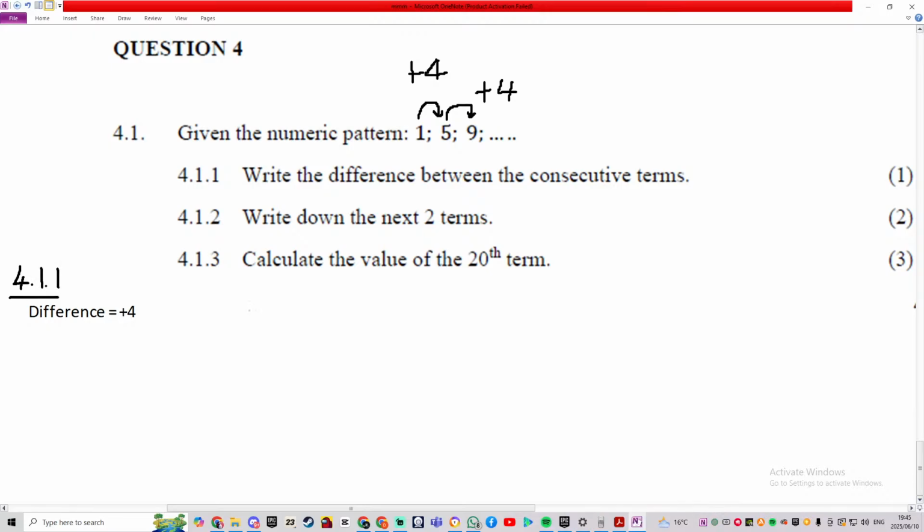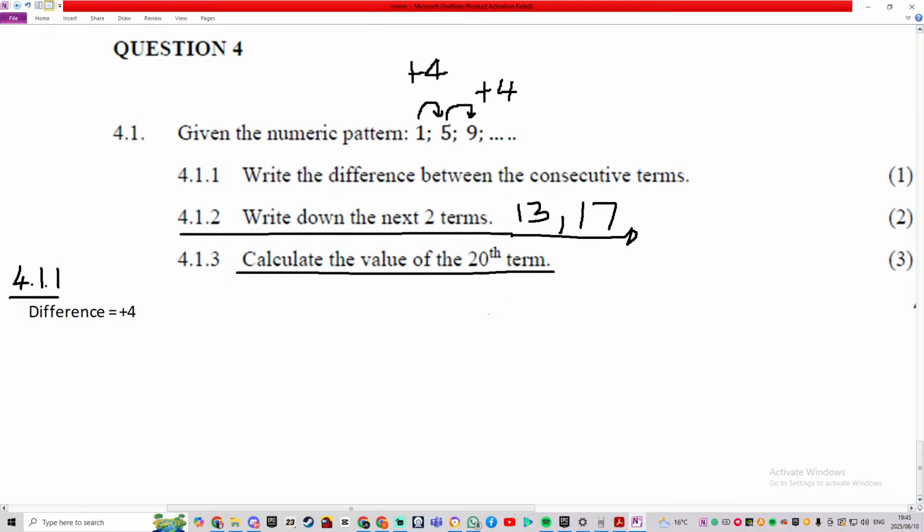Next, write down the next two terms. If I know I'm adding 4, the next two terms: 9 plus 4, which is 13. Then I add 4 to the 13, which is 17. Those are my next two terms there. That's the 2 marks.